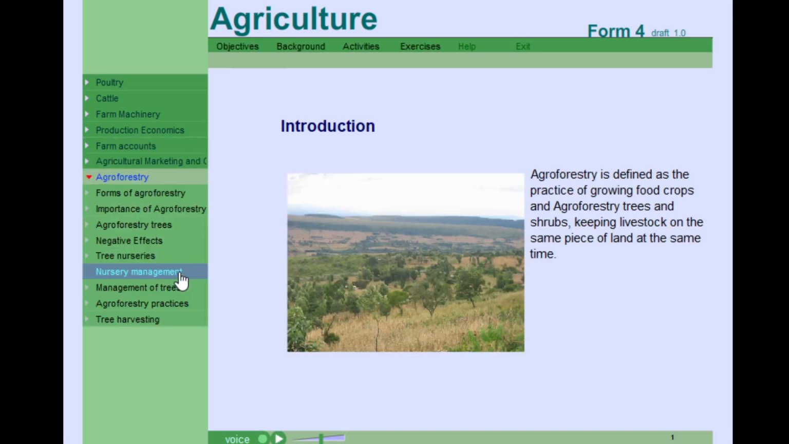Agroforestry is defined as the practice of growing food crops and agroforestry trees and shrubs, keeping livestock on the same piece of land at the same time.